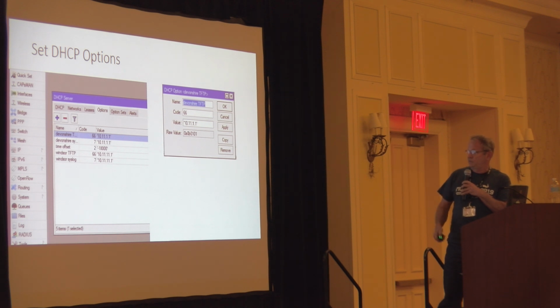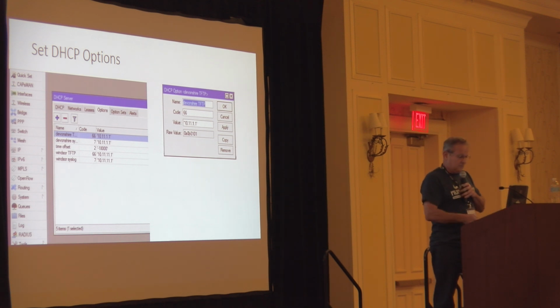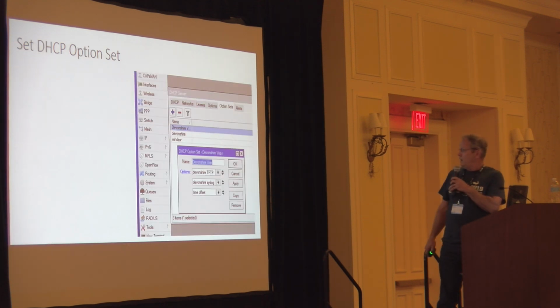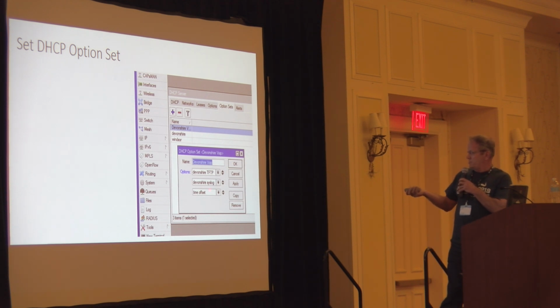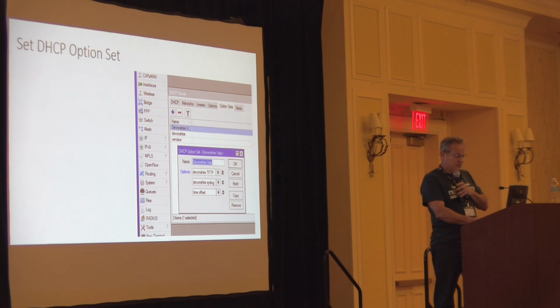I set up DHCP options. Option 66, that's the address of the MikroTik, that's the TFTP server. I just put in my time offset, TFTP servers, and the syslog server just for my monitoring. I set up the individual options, and I just made an option set for each side. There's the option set. I just add the different DHCP options to the option set. Makes it easier to configure in a minute.